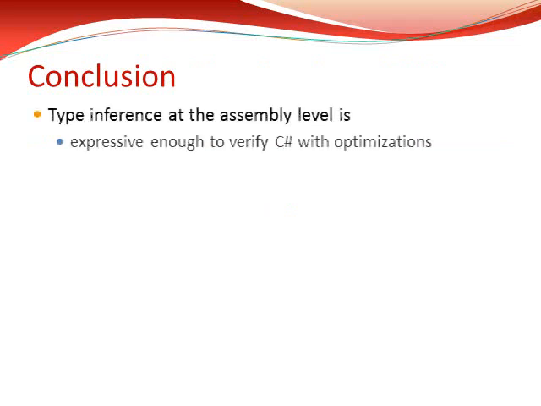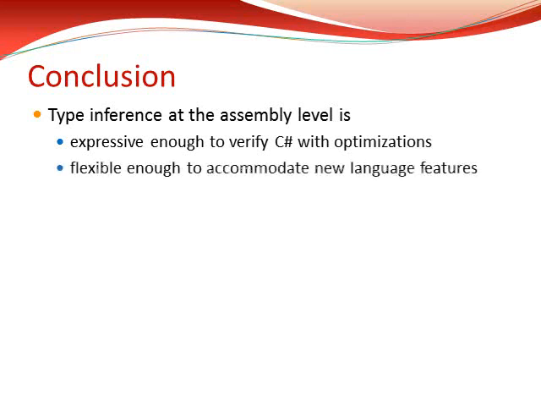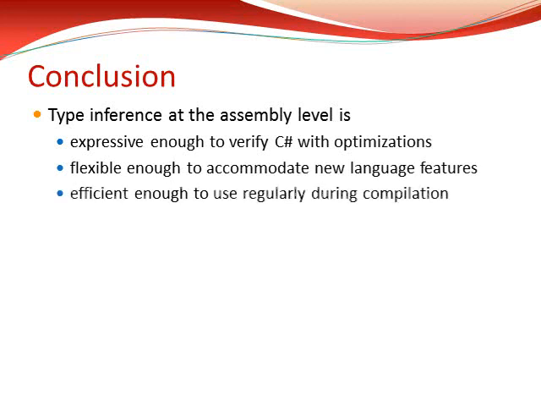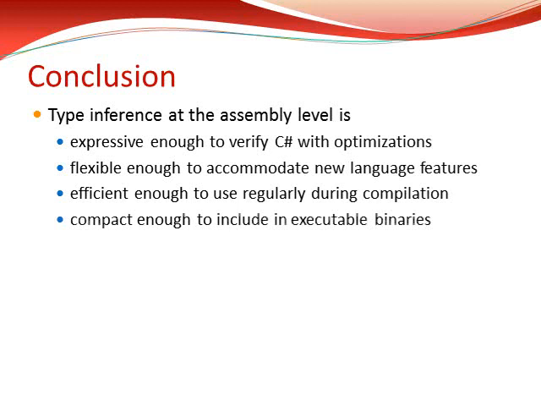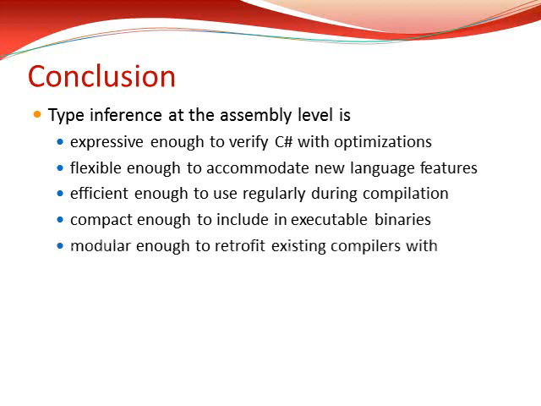So in conclusion, type inferences at the assembly level is expressive enough to verify C#, including optimizations. It's flexible enough to accommodate new language features as they come. It's efficient enough to use regularly during compilation, and compact enough to include in executable binaries as we ship them out. Lastly, it's modular enough to retrofit existing compilers with, which is probably the most important aspect of this research.